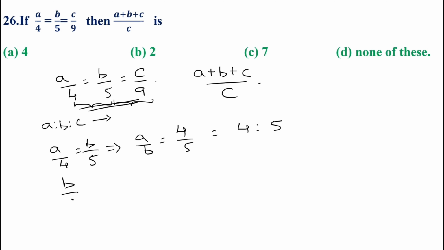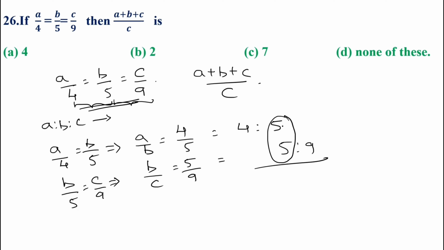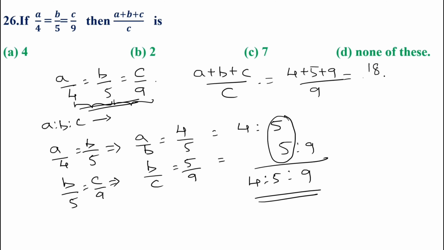B by 5 is equal to C by 9. So then this will become B by C is equal to 5 by 9. This can be written as 5 is to 9. As B is equal, not necessary to change. So 4 is to 5 is to 9. A means 4, B means 5, and C means 9. 4 plus 5 plus 9 by C is equal to 9. This will become 9 plus 9, 18 by 9, that is equal to 2. 2 means option B is the correct answer.